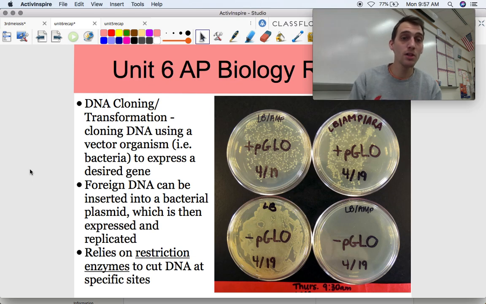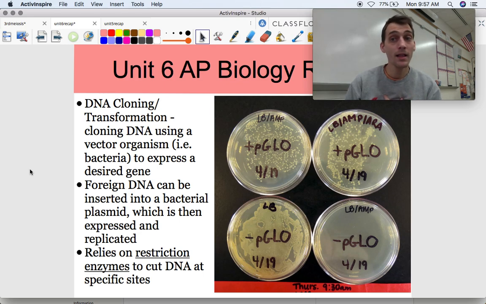So transformation is cloning DNA using a vector organism to express a desired gene. So we're going to make bacteria express a gene. Foreign DNA can be inserted into a bacterial plasmid, which is then expressed and replicated. Hey, and how do you get a specific gene? Like, I want this specific gene. I want this insulin gene to be expressed. Scientists have developed what are called restriction enzymes that cut genes at very, very specific points.